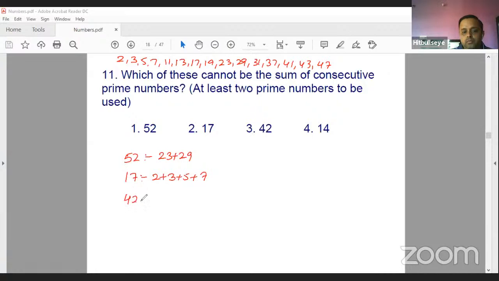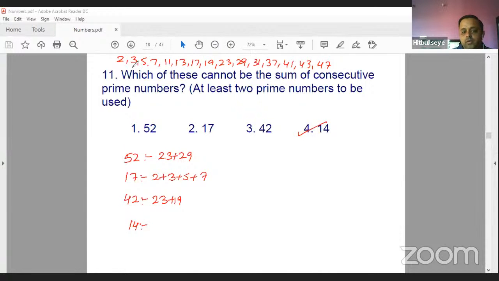Similarly, 42. If you look at the prime numbers here, you can check that 42 can be written as 23 plus 19. So that means 52, 17, 42, all of them can be written as the sum of consecutive prime numbers. So the answer has to be 14. 14 cannot be written as the sum of two consecutive or three consecutive or four consecutive prime numbers. You can check that from here.